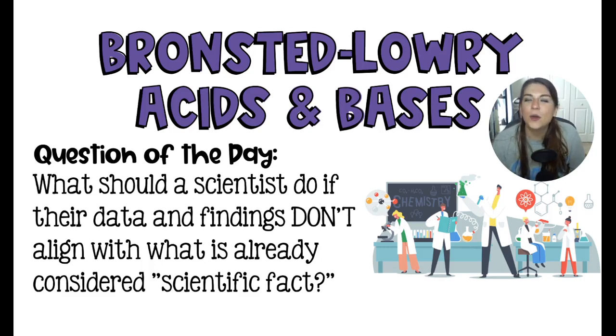The question of the day: what should a scientist do if their data and findings do not align with what's already considered to be scientific fact? I would say that they need to redo their experiment a few times to make sure they're doing the right thing, and then maybe question what we already know.